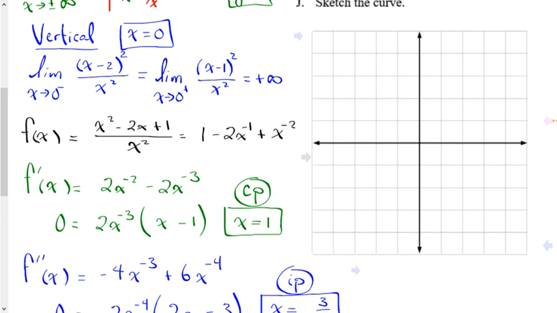Vertical asymptote at x equals 0, horizontal asymptote at y equals 1, and I have my relative minimum here and my inflection point there. I know that my graph is increasing in this section. I know that from both sides of my vertical asymptote, I'm approaching positive infinity. So I know my graph is going up on the left and up on the right. Here it'll be concave up. Here it'll be concave up all the way to this inflection point.